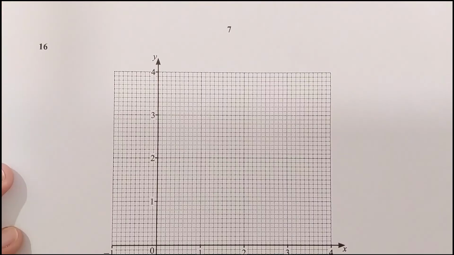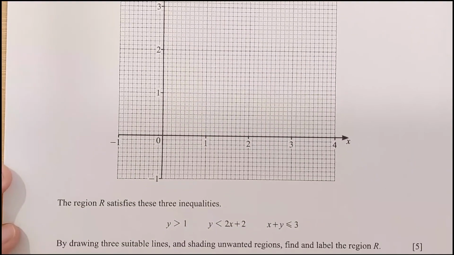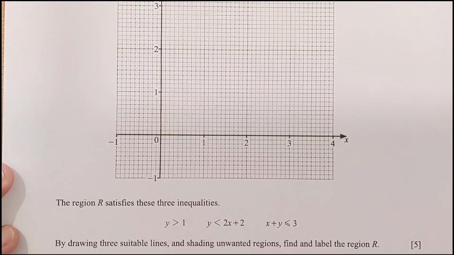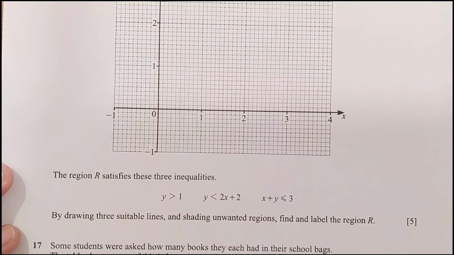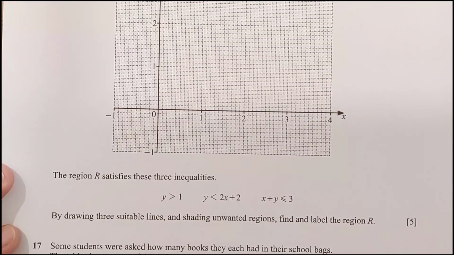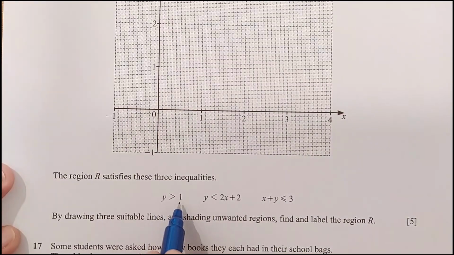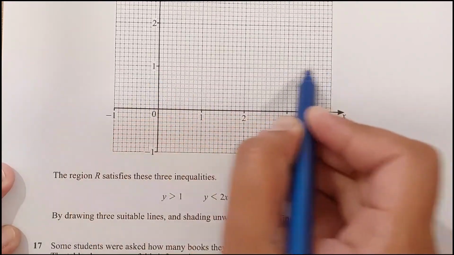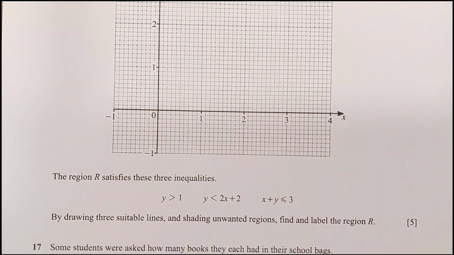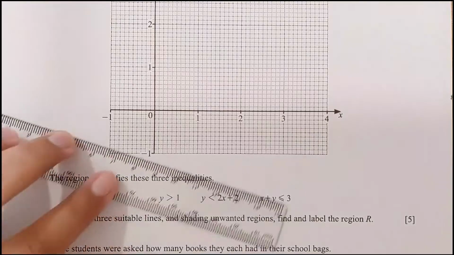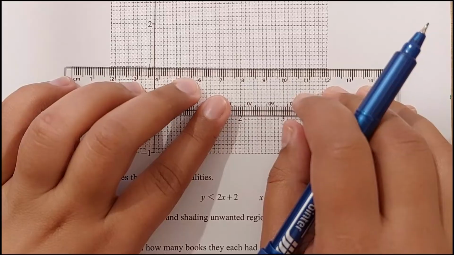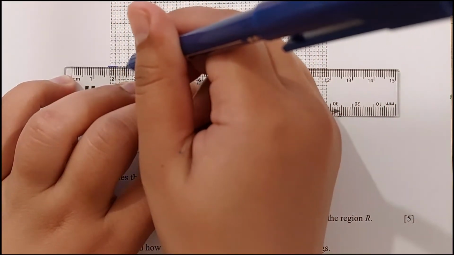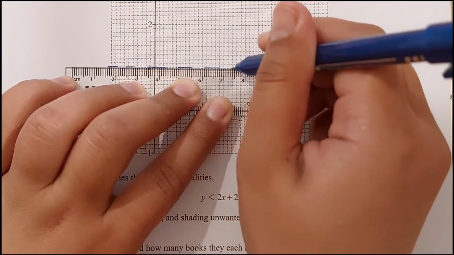Right. Question number 16. The region R satisfies these 3 inequalities. By drawing 3 suitable lines and shading unwanted regions, find and label the region R. Okay. So first is y is greater than 1. So y equals 1 is this line. We have to use a dotted line because y is greater than 1. This is a dotted one, right? Not the exact line, because there is no equality.